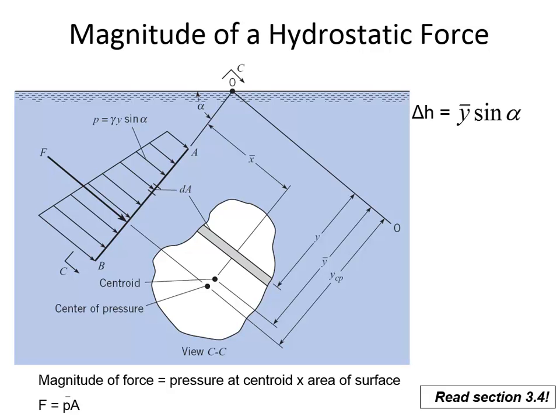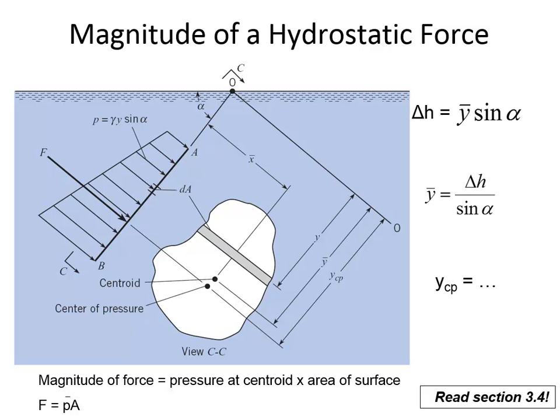And what this is illustrating is that y bar is the distance from the surface to the center of area. Centroid is the center of area. A little bit lower than the centroid is the location of the center of pressure. And you can find the inclined distance from the surface to the center of pressure by using the formula for YCP.